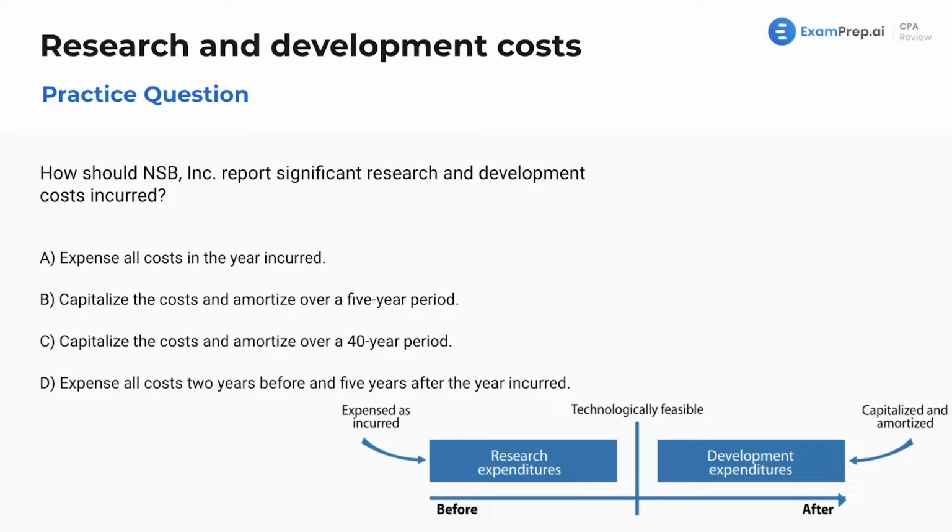So that's why I'm going to cross off B and C, because that mentions capitalizing. And letter D, this one's actually getting you to try to think of a tax rule. All of these actually are like 5 years, 40-year period, 2 before, 5 after. It could be like a net operating loss. They're trying to get you to think tax-wise. So definitely why I recommend not taking FAR and Reg back to back, but that's a story for another day. We are going to expense all costs in the year incurred.